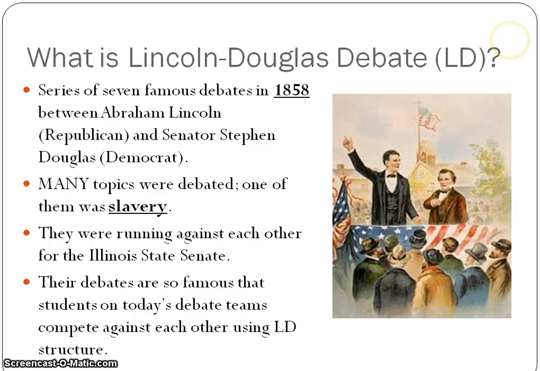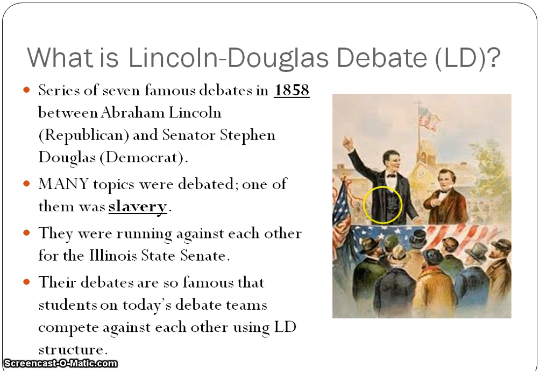So what is Lincoln-Douglas debate? Well, this genre of debating was based on some historical events. There were a series of 7 famous debates in 1858 between Abraham Lincoln and Senator Stephen Douglas. Now, this was before the Civil War even started and before Lincoln was president. This is when he was just trying to get in the state Senate. This is very early in his political career.